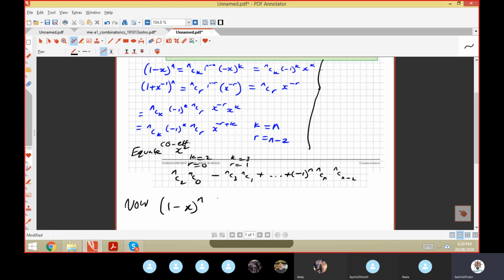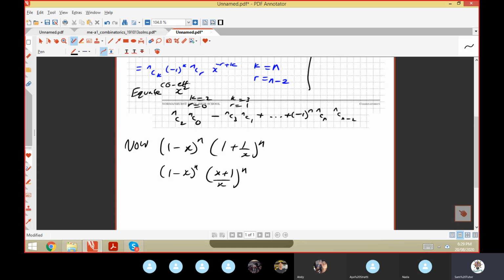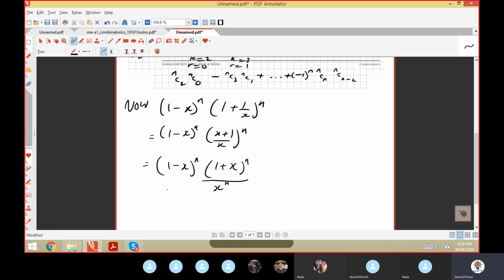1 minus x to the n, 1 plus 1 on x to the n. Then I said that becomes 1 minus x to the n, x plus 1 on x to the n. And then I made it the other way around so you guys can realize the difference of two squares. Then that becomes 1 minus x to the n, 1 plus x to the n, let's say, over x to the n. Next line. 1 minus x squared to the n on x to the n.